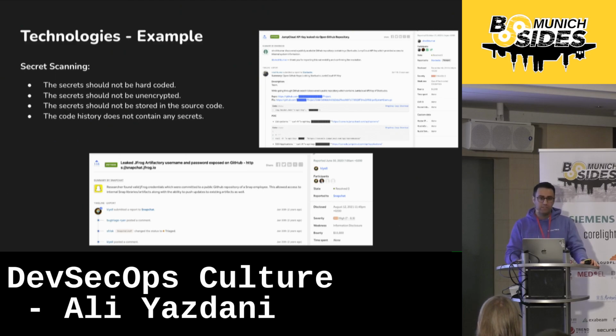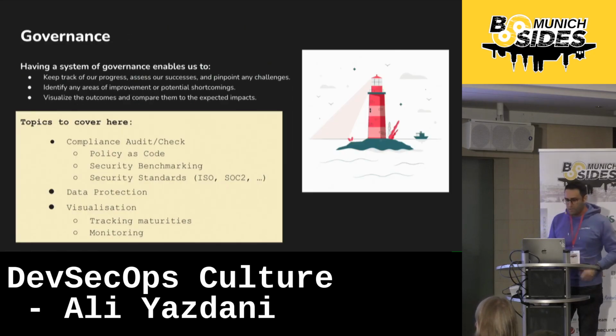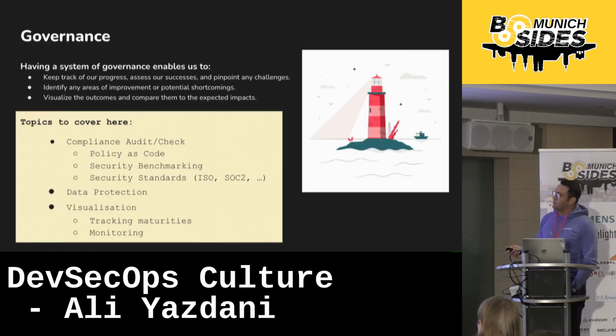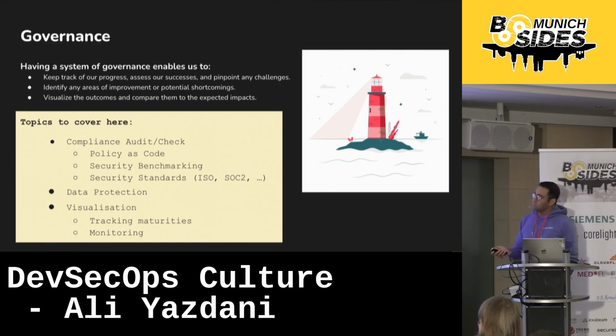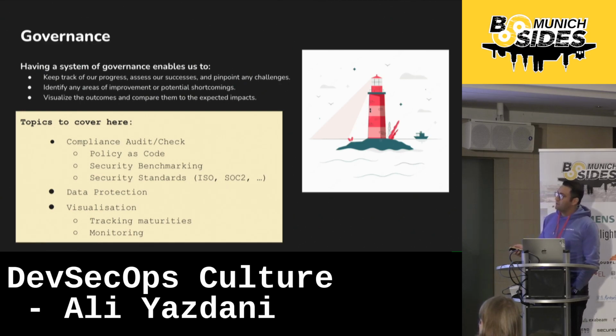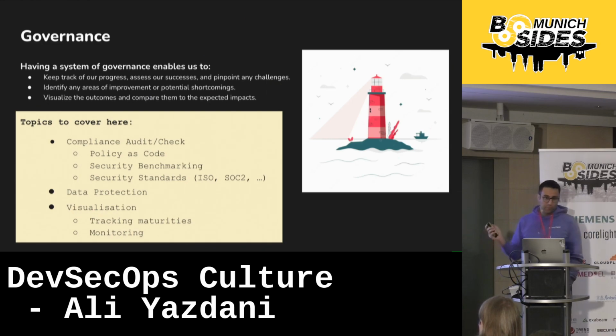because I know that we are facing a lot of information and a lot of advertisement about DevSecOps tools and technologies. And governance, which is the third part of DevSecOps. Having a system of governance enables us to keep track of our process, identify areas of improvement, and also visualize the outcome to compare it with the expectation that we had at the beginning of the process. Are we going in the right direction, or should we change?